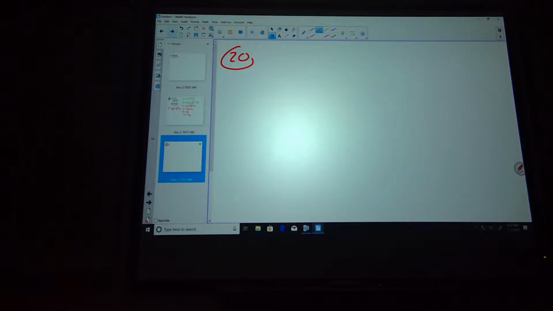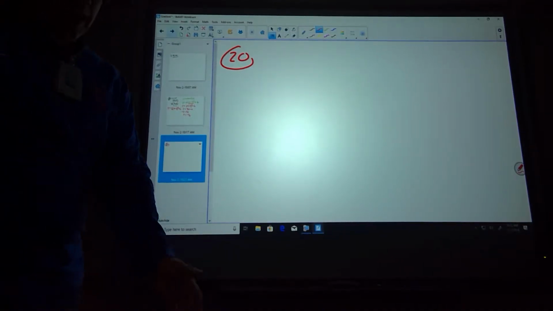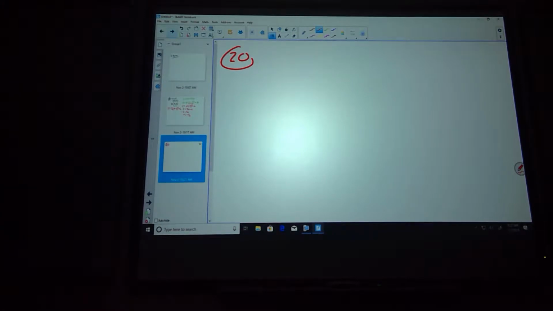A negative change means improved performance. Use quadratic regression on your calculator to write the model for the change t in the finishing time as a function of speed s. Okay, so I'm going to plug in that data, and I'm going to find the quadratic regression. That's all it is.